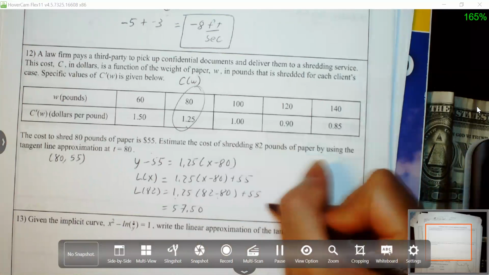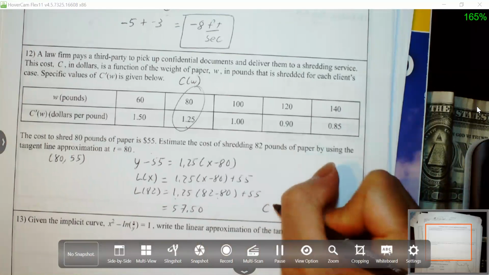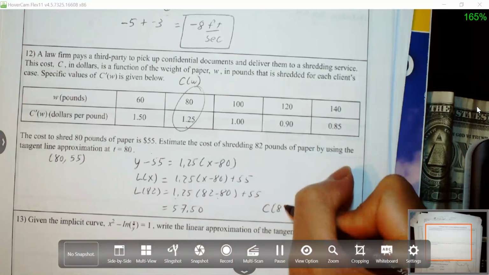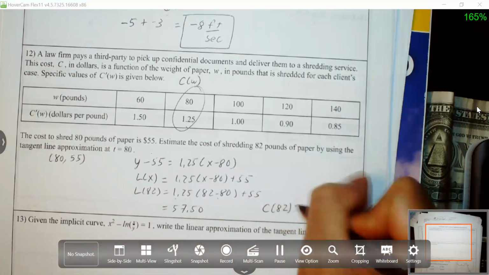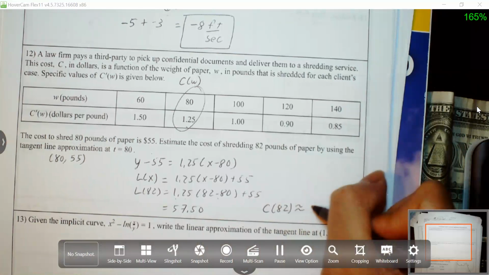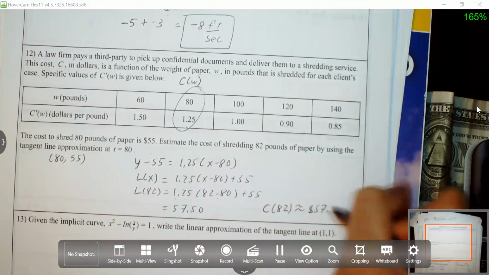And so I know that C of 82 is approximately $57.50.